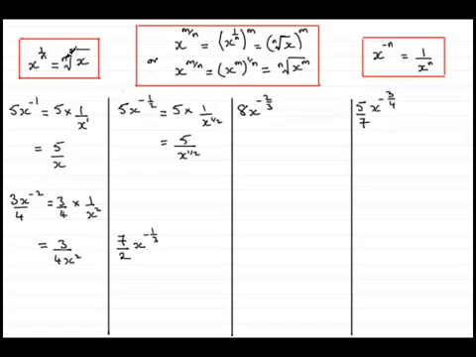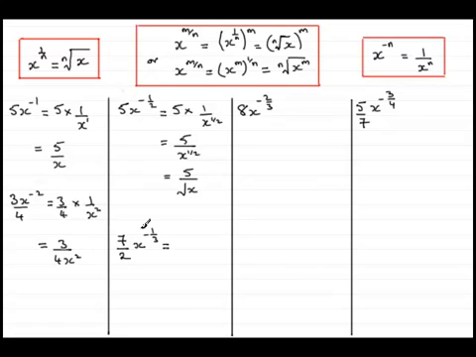X to the power 1 over n is the nth root of x. So n is 2, so this is going to be 5 over the second root of x, or as we often call it, just the square root of x. You don't need to write that 2 in. So we have 5 over root x. If we had 5x to the power minus a third, then that's going to be 5 over the cube root of x. 5x to the minus a quarter would be 5 over the fourth root of x, and so on. So I hope you're getting the idea for these.